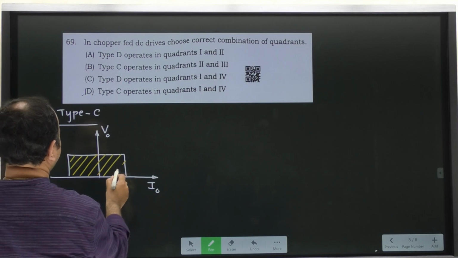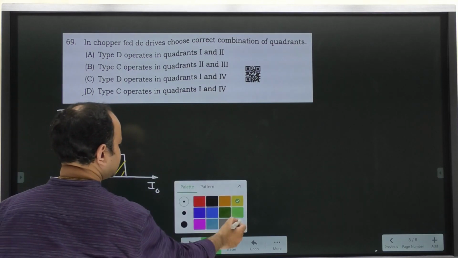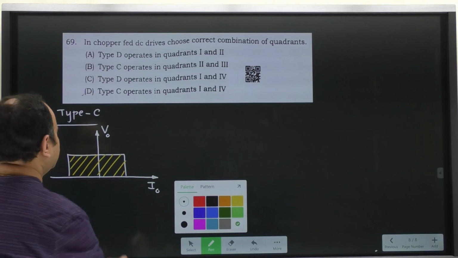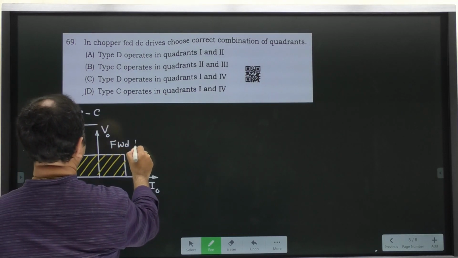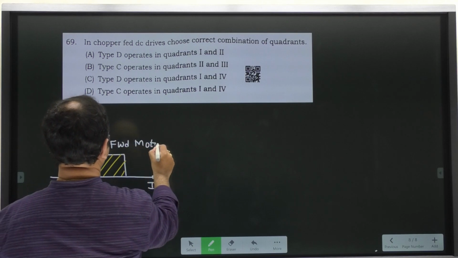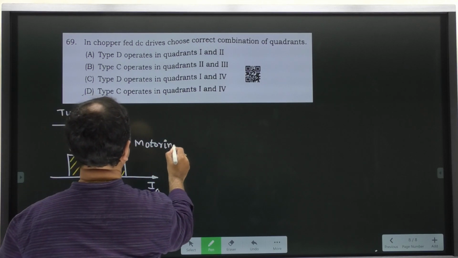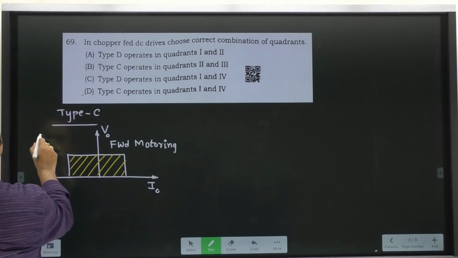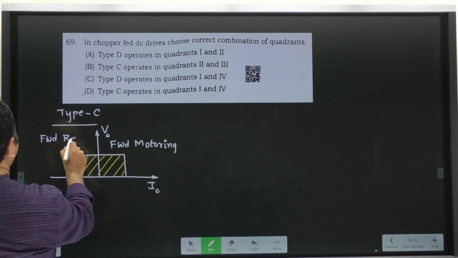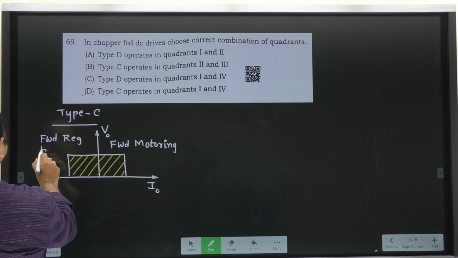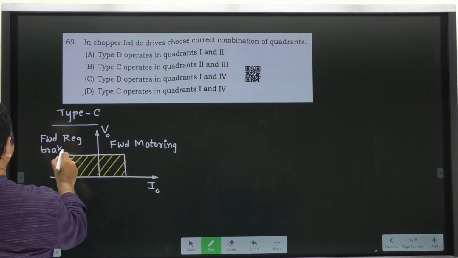So basically in the drives field, what are these first and second quadrants? In the first quadrant, this operation is called forward motoring, and in the second quadrant, the operation is forward regenerative braking.